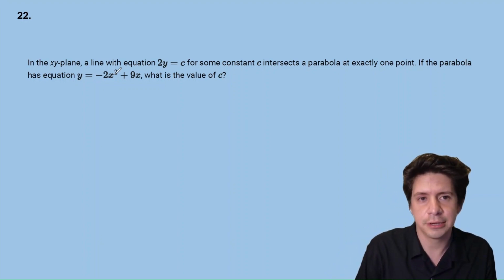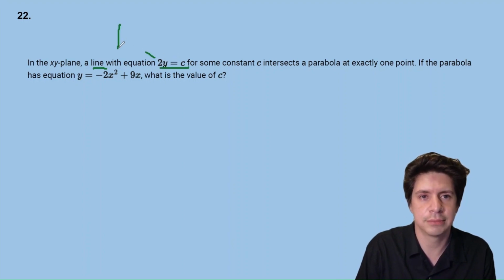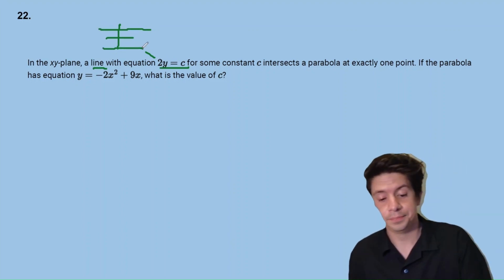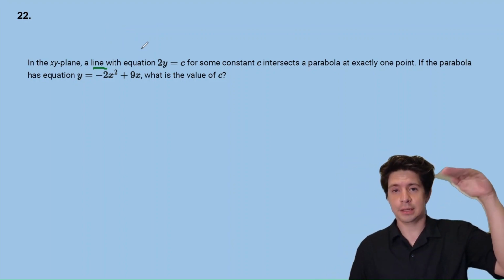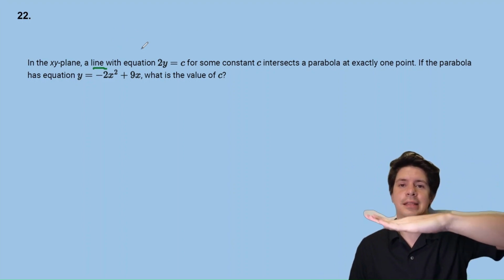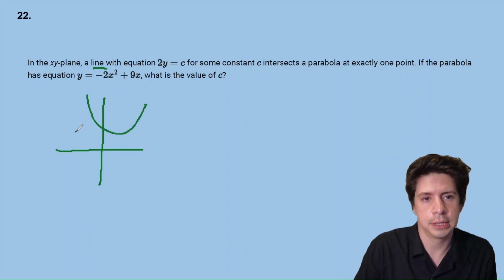So the key here is that this line's equation has y equal to a constant. So if I graphed it, it would be a horizontal line. For that to happen, and for it to intersect the parabola just once, it has to intersect it at the vertex. Because that would be something like this, look. Boom. We would have something like this, and then there'd be a horizontal line.